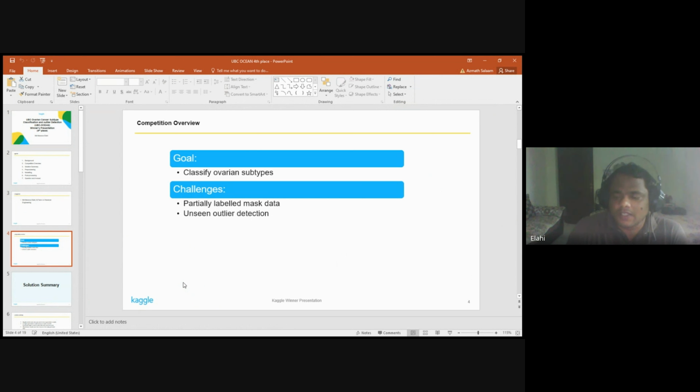The main challenges in this competition are that the whole slide images are very large, and we have to select the region of interest. The data is also very partially labeled, and there is outlier detection. That is, we have to classify even the outliers which are not present in the train data.